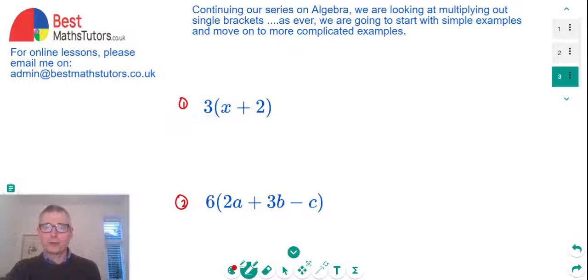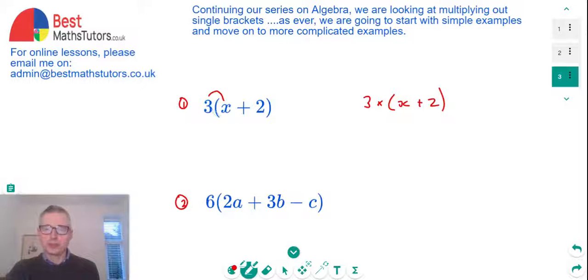So this first one here, we've got 3 outside a bracket and x plus 2 inside the bracket. What that actually means is 3 times whatever is inside the bracket. When we don't have anything between the number or letter in front of the bracket, it actually means multiply. So we're going to take every number inside the bracket and multiply it by the 3 that's outside.